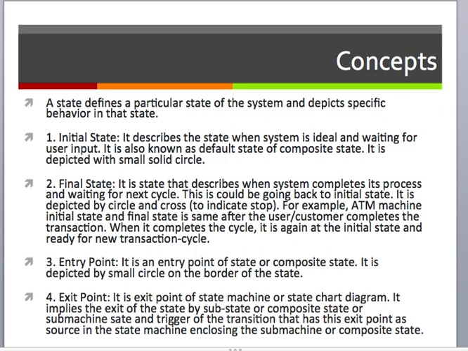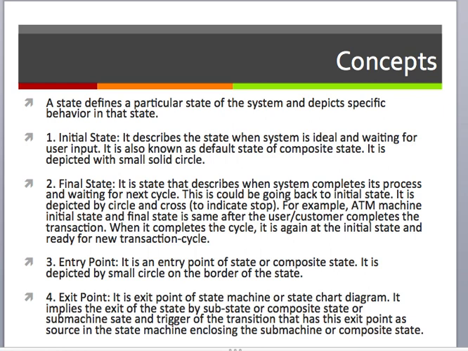That's the initial state. It describes the state when the system is idle and waiting for user inputs. It is also known as the default state of the composite state. So what's the default state? It could be, for example, when you go to the ATM, you will see the main screen, right? That's the default state. It is depicted with a small solid circle. Okay. The final state is a state that describes when the system completes its process and is waiting for the next cycle.